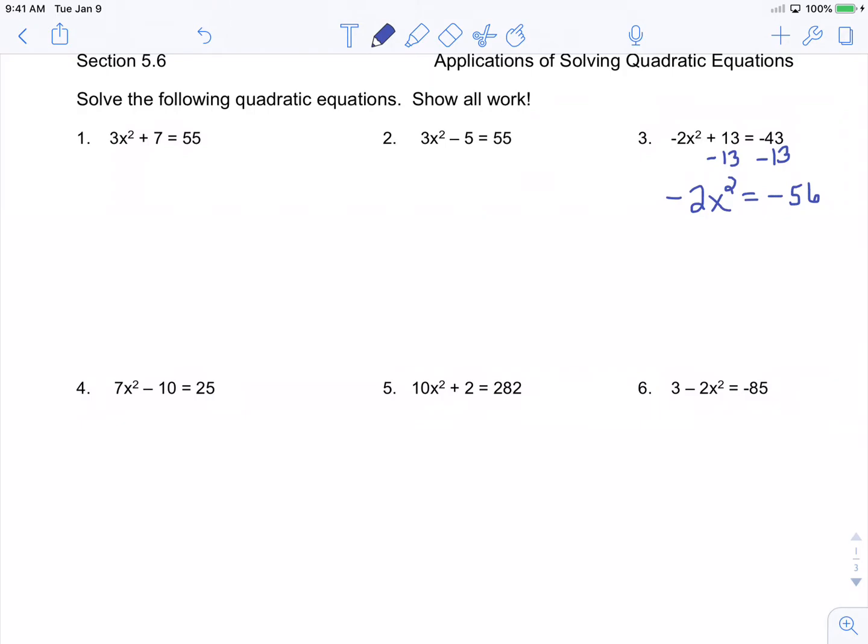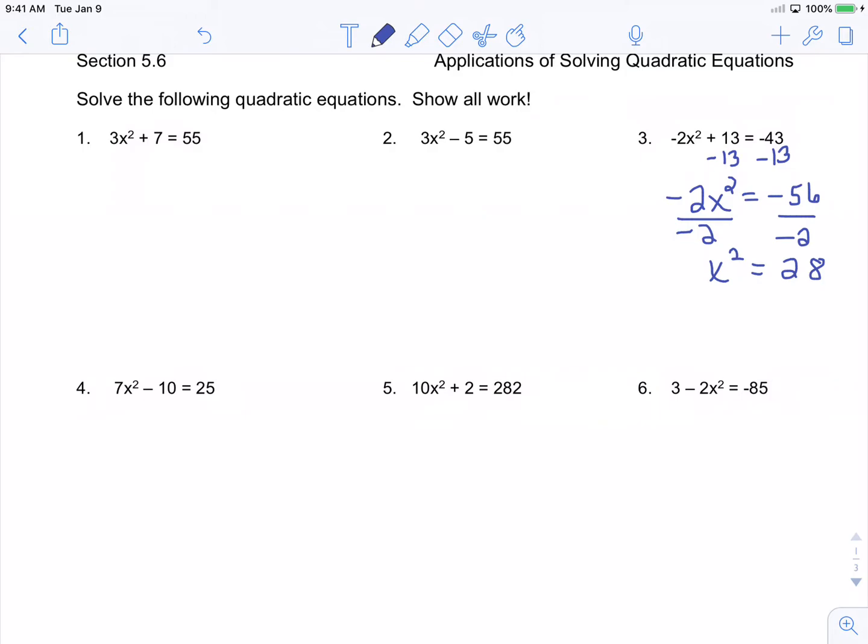So now we have to do our second step. And our second step is to look at the number in front of x squared, which is a negative 2. In order to get rid of negative 2, we have to divide. So our second step is to get rid of the negative 2 by dividing. Again, use your calculator. We're taking negative 56 divided by 2. Sorry, negative 56 divided by negative 2 gives us a positive 28. All right, the variable is isolated.